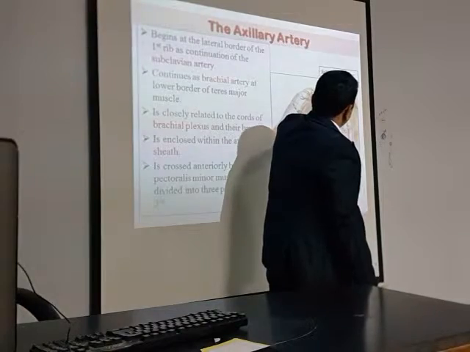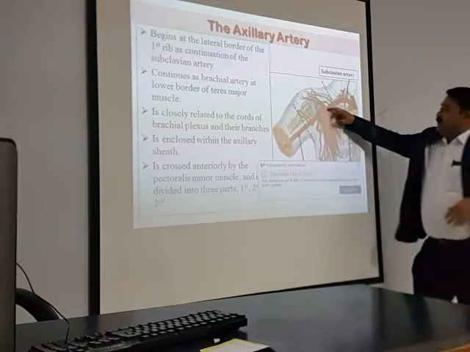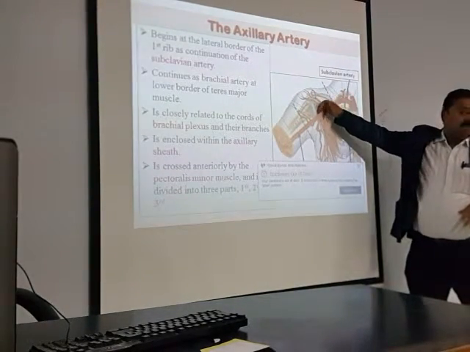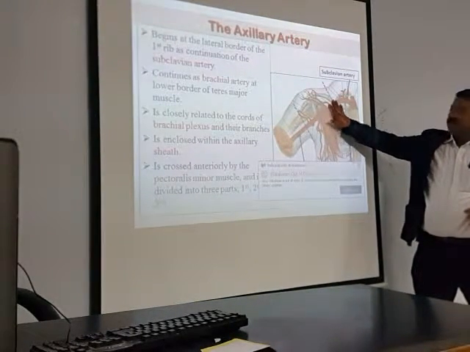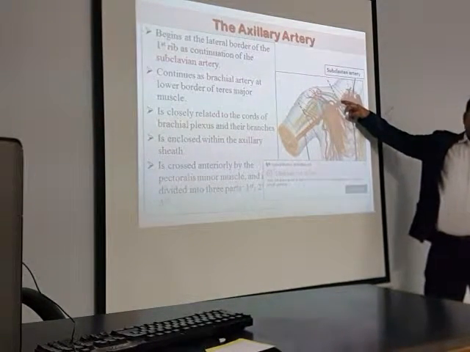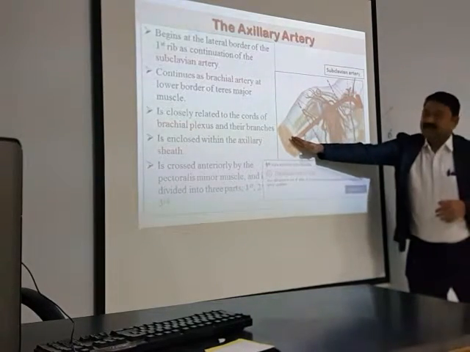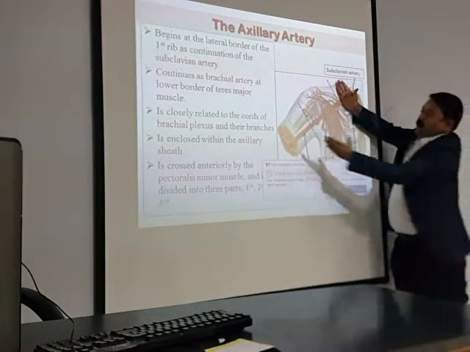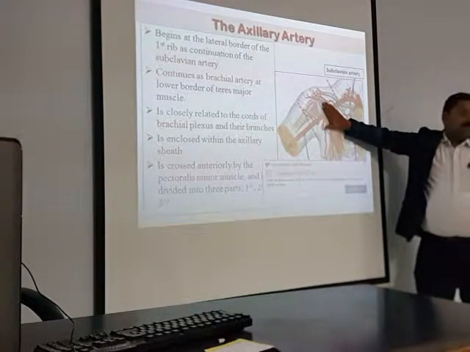So this is the pectoralis minor muscle. This axillary artery is crossed by the pectoralis minor muscle during its travel. What is the extension of the axillary artery? From the outer border of the first rib to the lower border of the teres major muscle, up to here. This part is the axillary artery, and it is crossed by the pectoralis minor muscle.